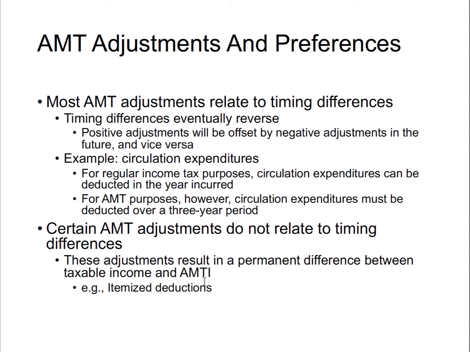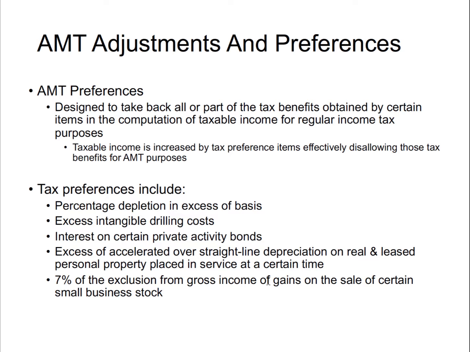Now, some examples of adjustments that are not timing differences, but permanent differences. A timing difference is temporary because, again, it's more about when you take it. It's going to be the same amount over the period of time. Permanent differences are not that way. You just don't get them or you get them. A perfect example is itemized deductions. Some itemized deductions just aren't allowed for AMT purposes, and we'll talk about some of those later on.